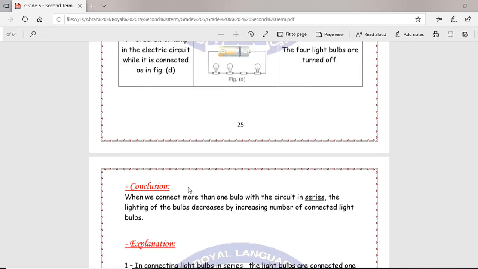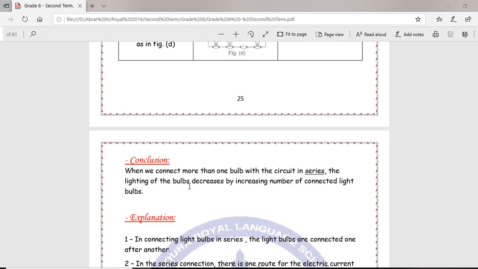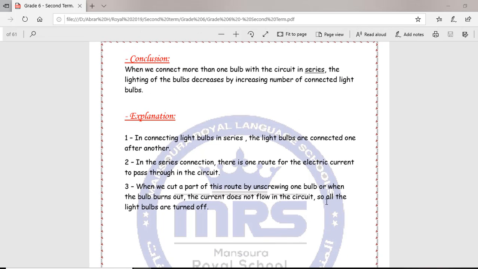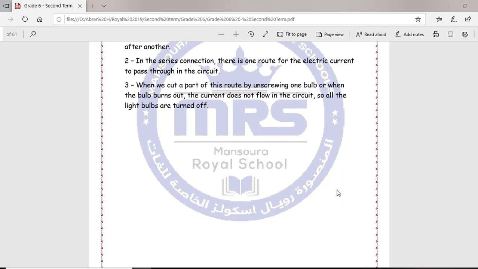So that's all for the series connection. In the series connection, we connect the light bulbs one after another, and there is one route for the electric current to pass through in the electric circuit. By cutting this route, by unscrewing one bulb, or when the bulb burns out, the current doesn't flow in the circuit, so all the light bulbs are turned off.